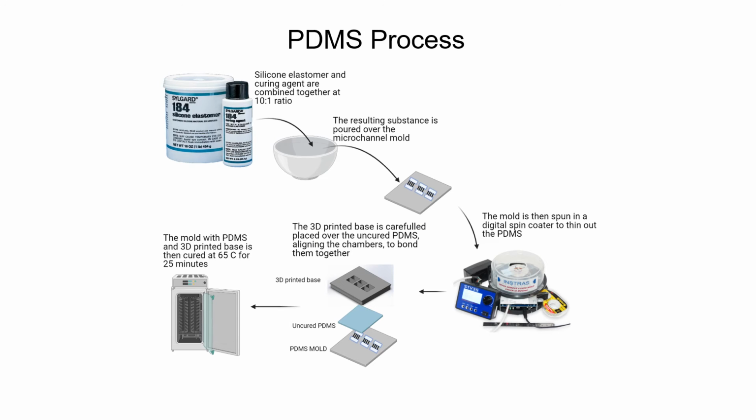The PDMS is created by mixing two chemicals together and pouring the result over a pre-made mold. The PDMS then takes on characteristics of the microchannels. The PDMS must be thin, however, so it is spun in a digital spin coater for 20 seconds until evenly spread over the mold. The PDMS and the 3D printed housing are bonded together to create a leak-free seal.